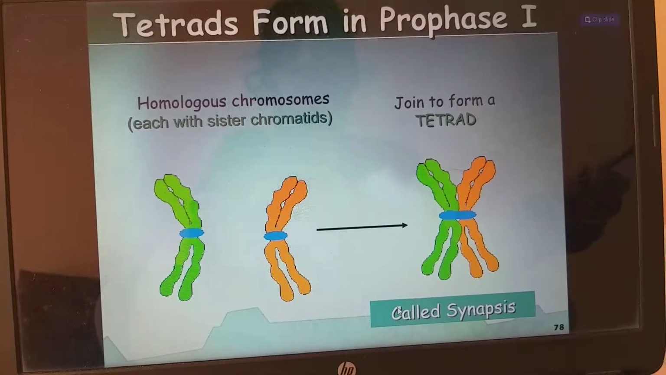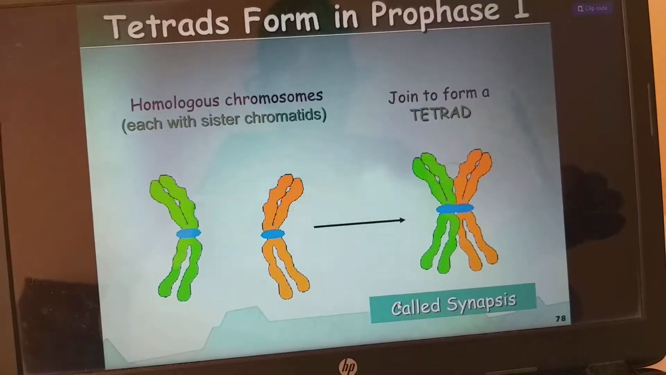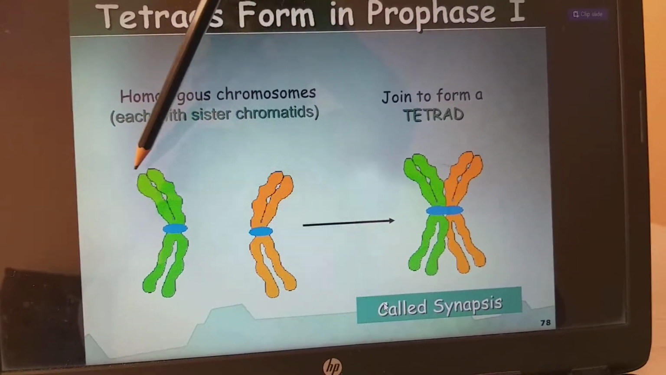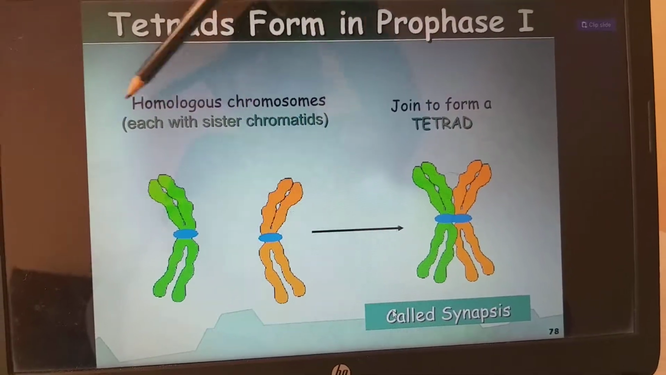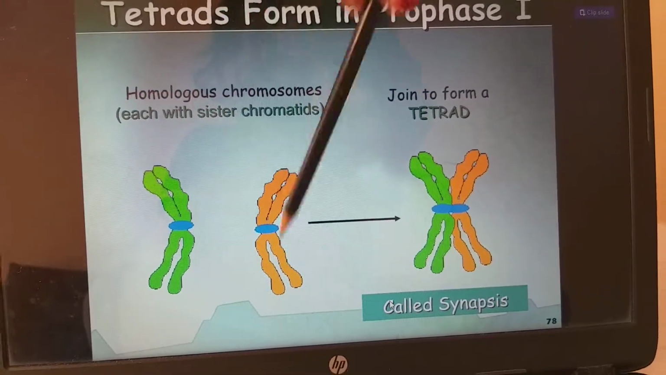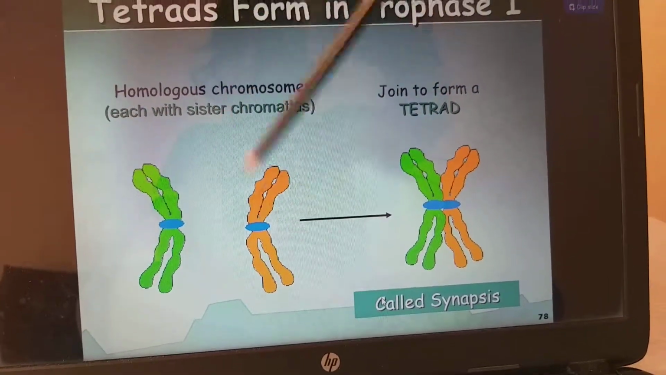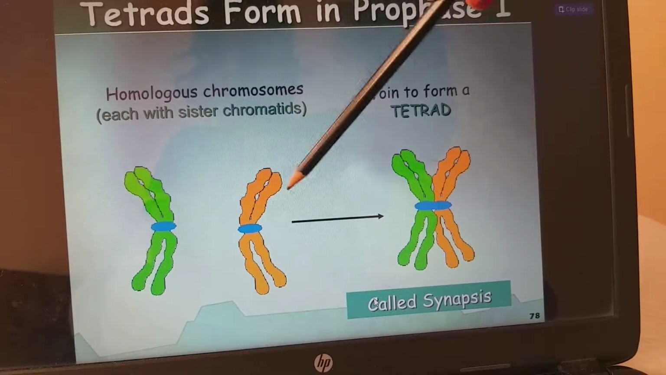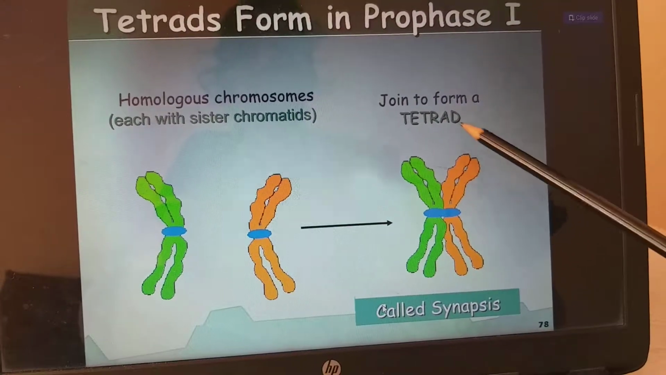We already saw that in prophase 1 the homologous chromosomes will pair up. For example, this is the chromosome for hair color and body color from the father, and this is the other chromosome for hair color and body color from the mother of a parental cell. This pairing of the homologous chromosomes takes place in prophase 1. After pairing, these are sister chromatids, and the relation between this and this is non-sister chromatids, joined to form a tetrad.